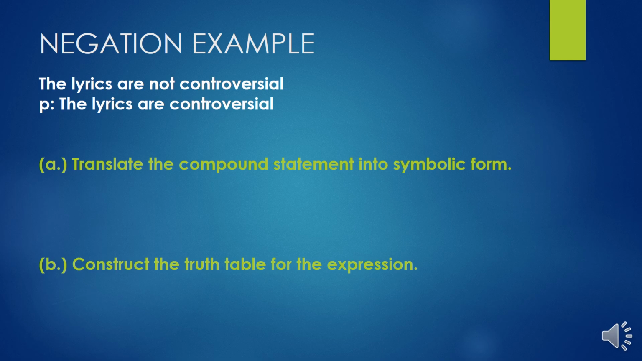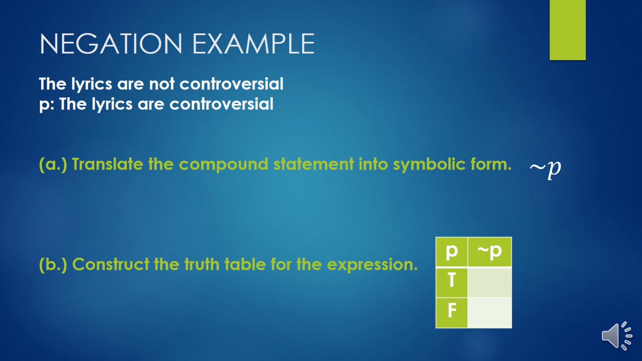So here we have a statement. It says the lyrics are not controversial. And for P, it tells us that P means the lyrics are controversial. So we have 2 things they're asking us to do. Part A says translate the compound statement into symbolic form. By compound statement, they mean that first line that says the lyrics are not controversial. That compound statement is going to be symbolized as not P. The next thing we need to do is construct the truth table for that expression, not P.